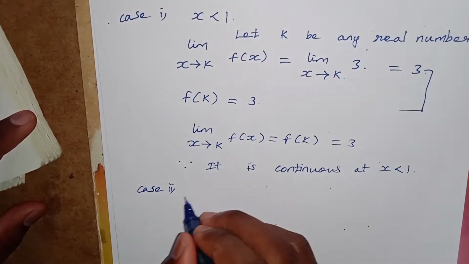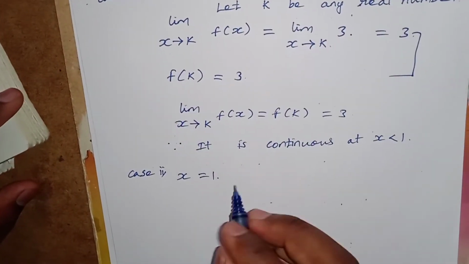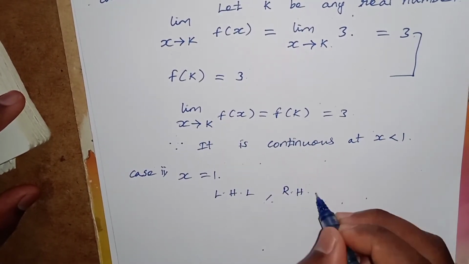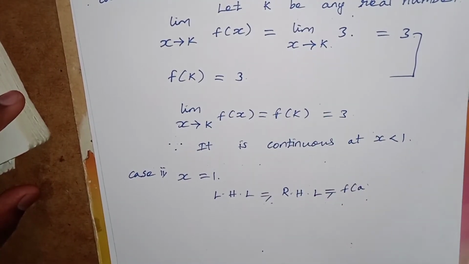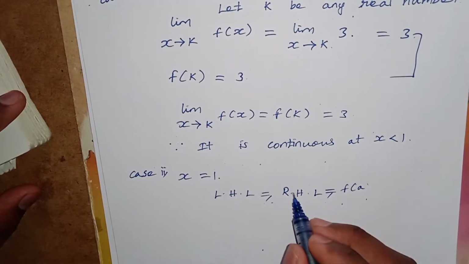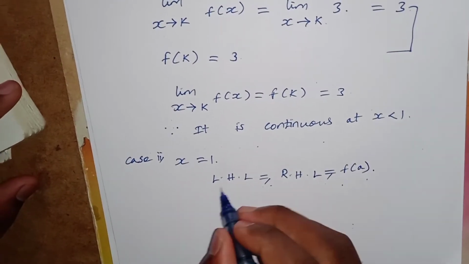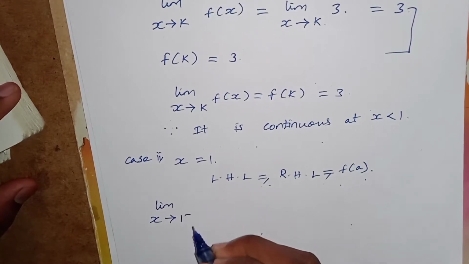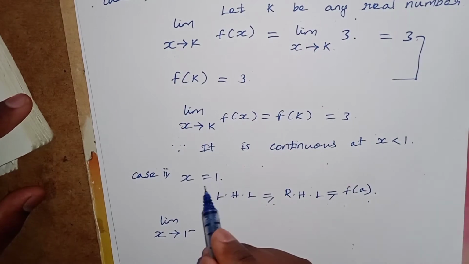Next, case 2, x is equal to 1. At a point, so you have to check left hand limit, right hand limit, next f of a. You have to satisfy the condition: left hand limit is equal to right hand limit is equal to f of a. First I am taking left hand limit. Limit x tends to 1 minus. Here minus is nothing but left hand limit. You have to take just below the value of 1, 0.9, 0.8 like that.